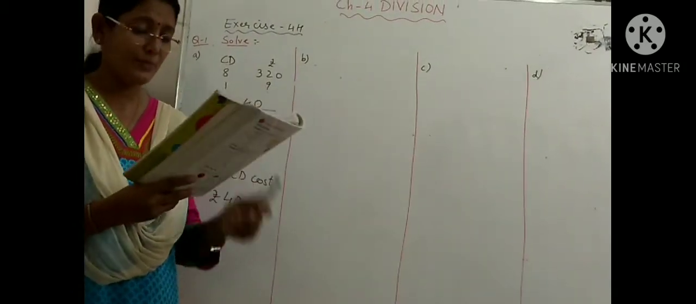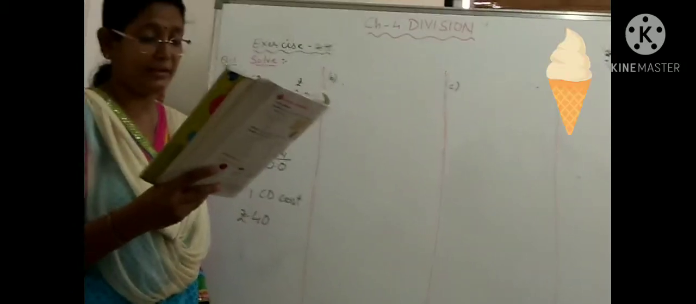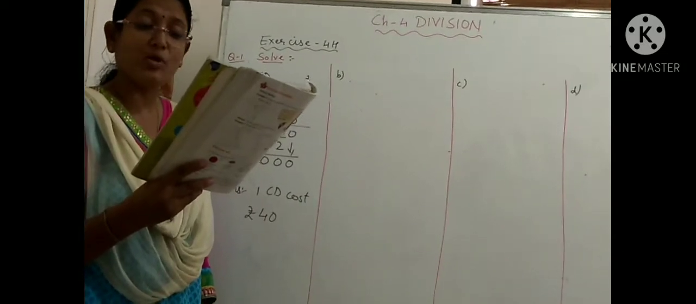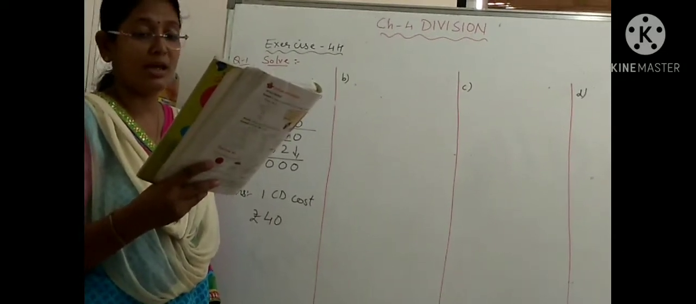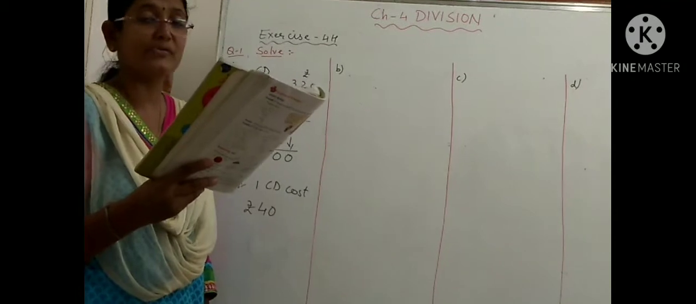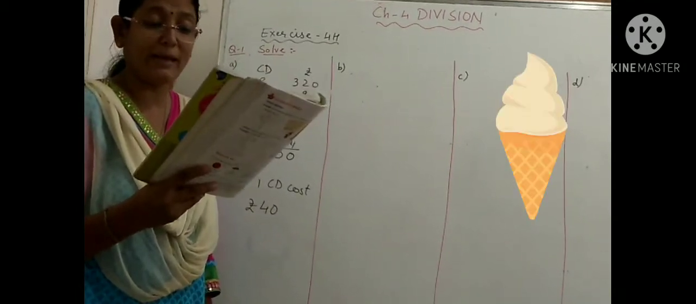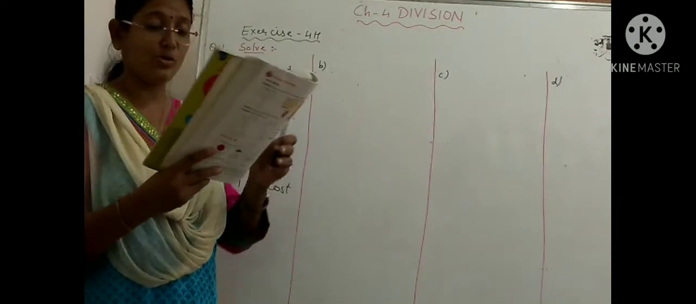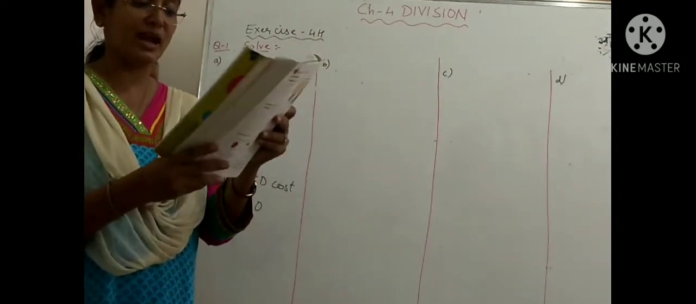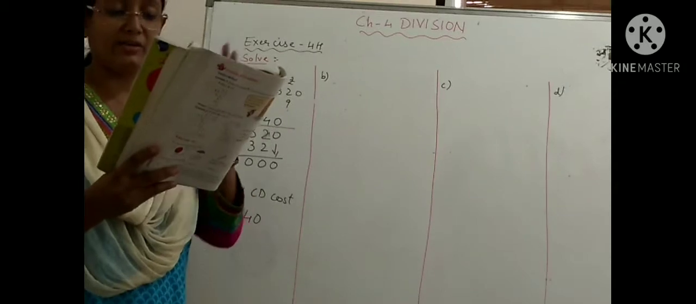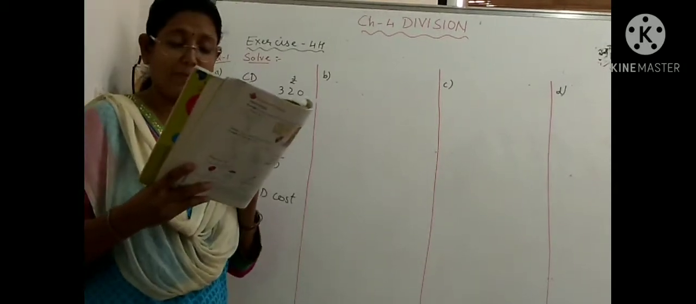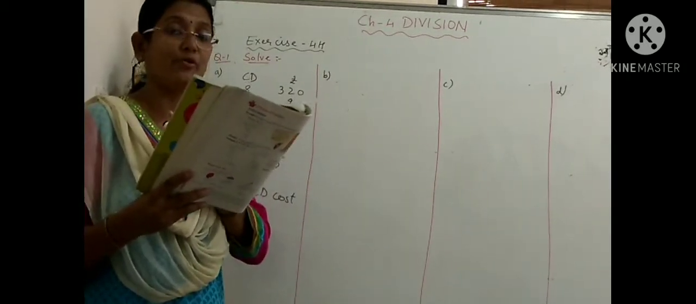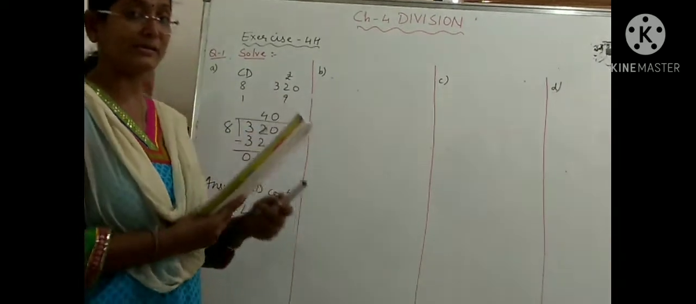Now number B. Rahul has rupees 183. How many ice creams costing rupees 7 can be bought, and how much money will be left over? Let us find the first question's answer first. How many ice creams costing rupees 7 can be bought? So here two words are there. First is Rahul has rupees 183, so rupees is the first word. How many ice creams? So we have to find the number of ice creams. So ice cream is the second word.